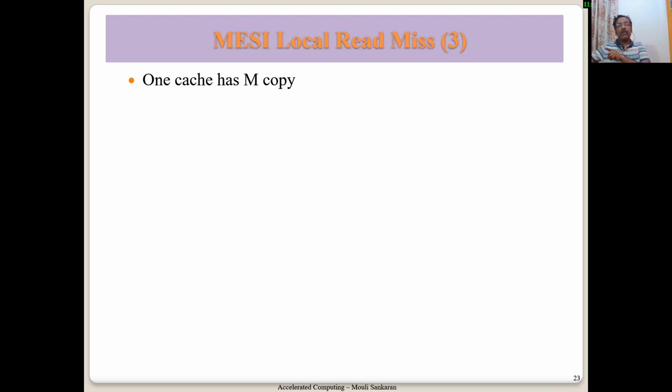Now another read miss. One copy has M copy. One local cache, on another cache is having a M copy. That means modified state. That means it has modified it and it is keeping it there. Now, when you are having a read miss, you are going to use it for read purpose. So you can keep it in multiple caches in a shared state, but you have to make sure that the main memory is updated with the modified copy.